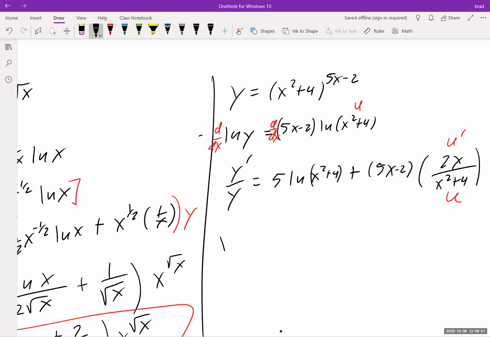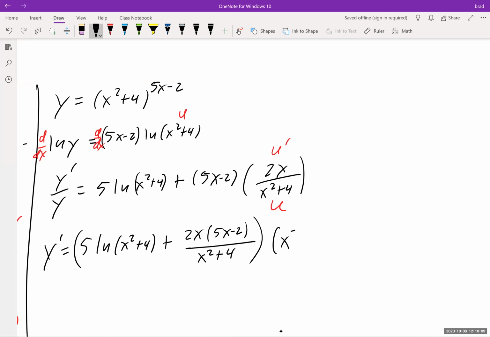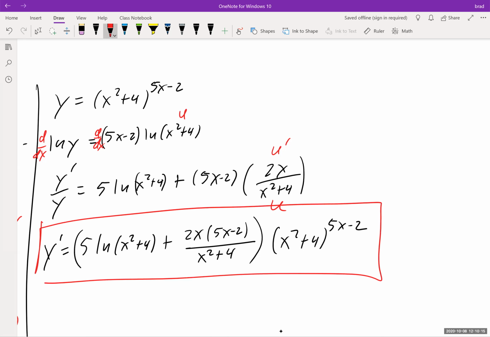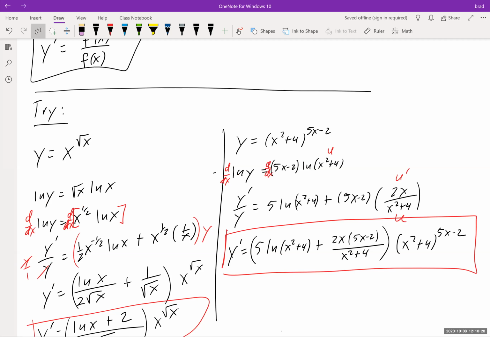Okay, so y prime equals 5 natural log of x squared plus 4, plus 2x times 5x minus 2 all over x squared plus 4. All of this times y, but we know y is x squared plus 4 to the 5x minus 2, and that would be our derivative. So that's a little bit longer one also, but I think that'll get you started on logarithmic differentiation.